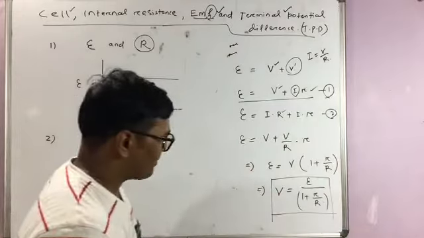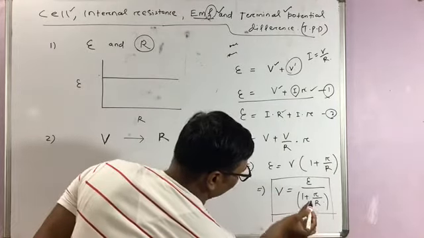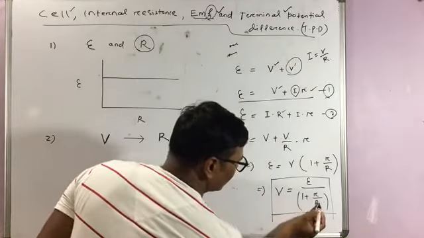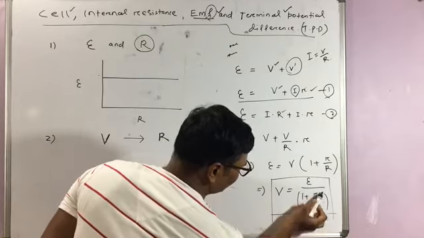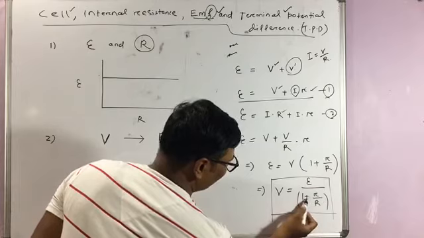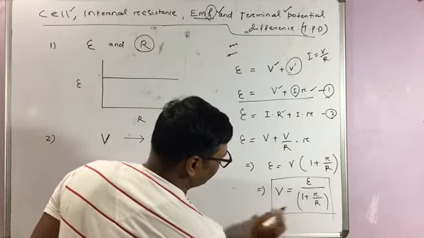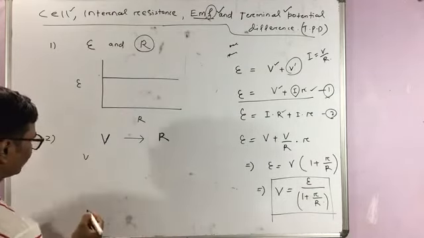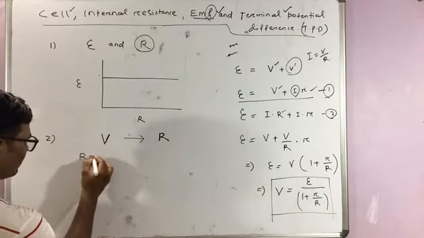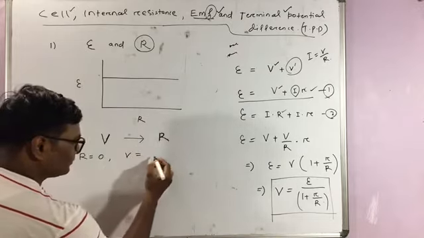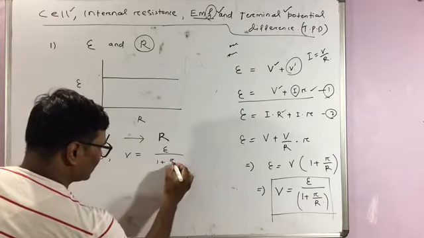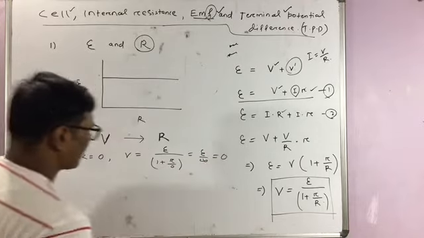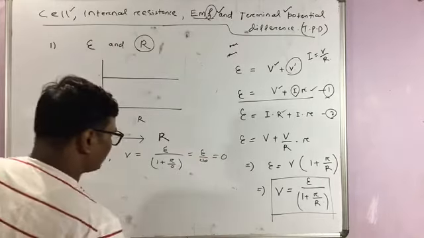Now let us analyze. Suppose R is equal to 0, the value of resistance starting from 0. If R is equal to 0, then something by 0 is infinite. So 1 plus infinity is again infinite, and something by infinity is 0. So if R is equal to 0, then V is equal to E by 1 plus r by 0, which means E by infinity, which is 0. So when R is 0, V is equal to 0.